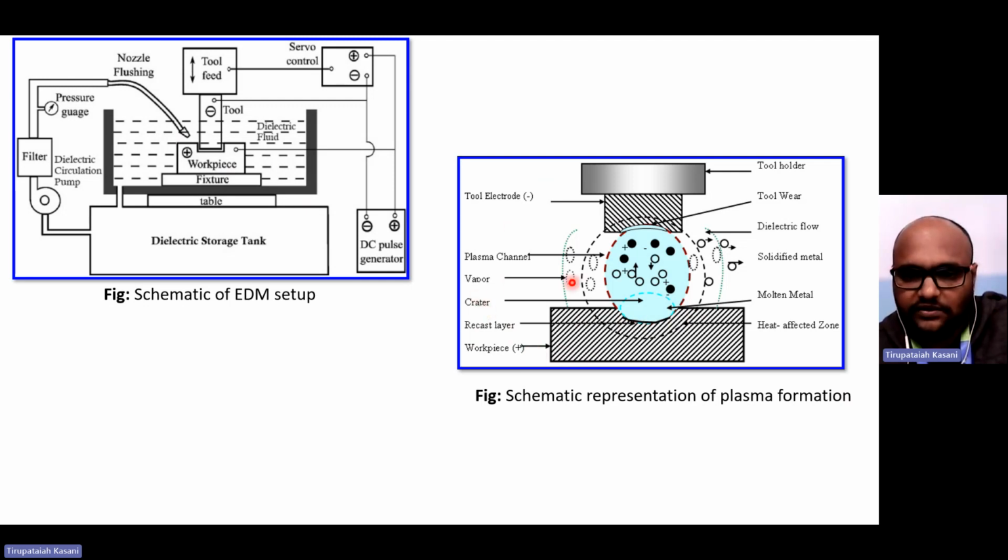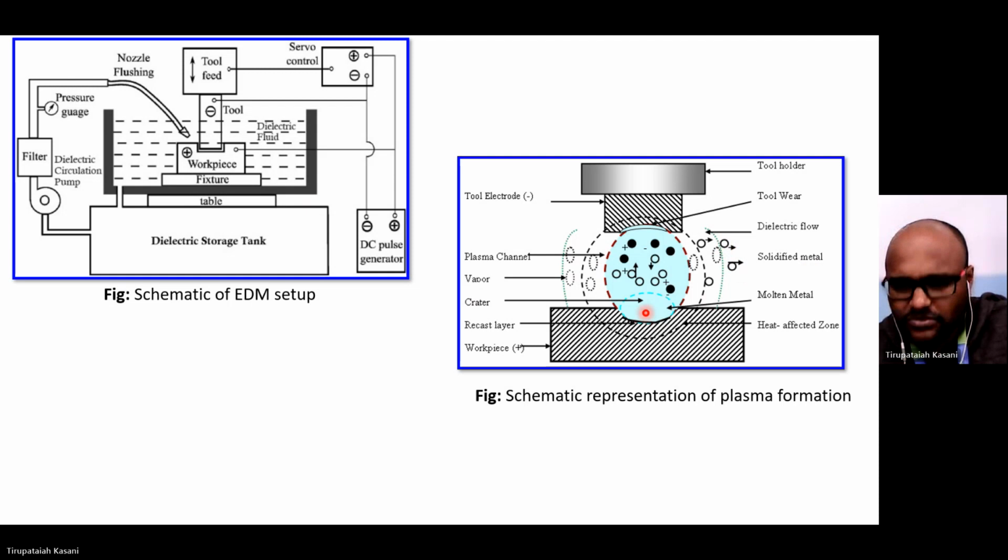This is the crater and these are the vapors. This is the plasma channel. Plasma means the highly energized charged particles, plus and negative, both anions and cations. These are positive ions and negative ions. Here it is the dielectric flow. This is the solidified metal. See, these two are the solidified metal.